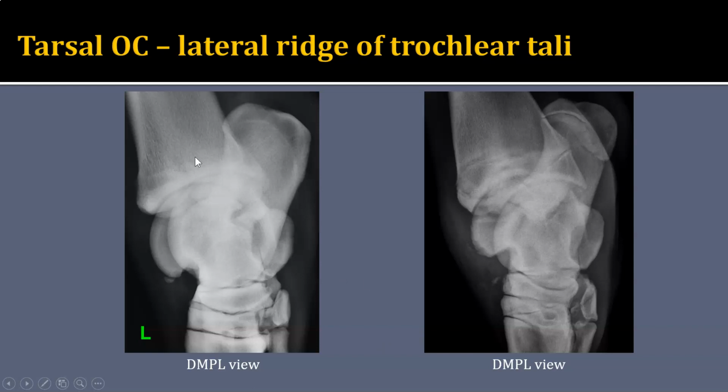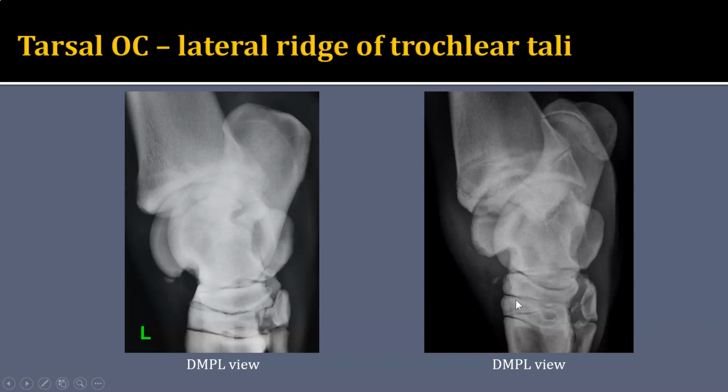When I look at this patient on the left of the slide, this is our lateral ridge of the trochlear tali. In the very distal portion, there is a subtle subchondral lucency with a thin sclerotic line, but then there is a separate osteochondral fragment associated with it. So this is osteochondrosis dissecans whenever we see that osteochondral fragment.